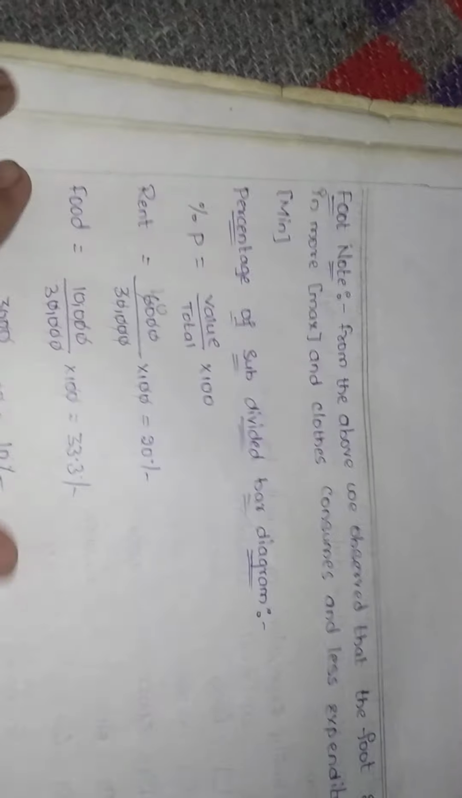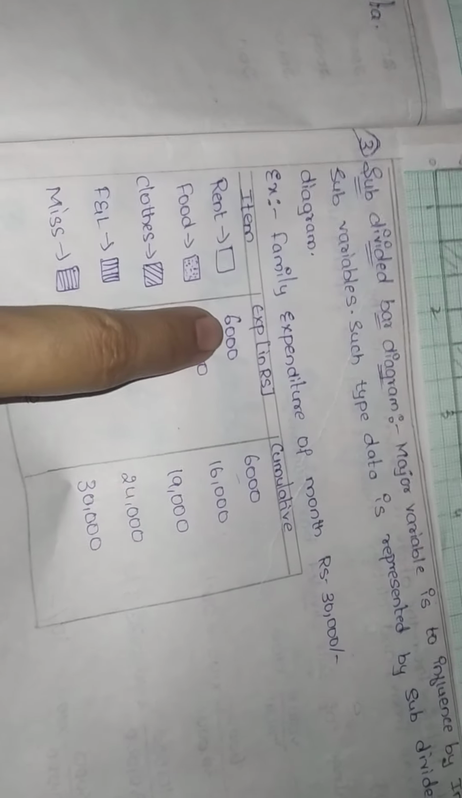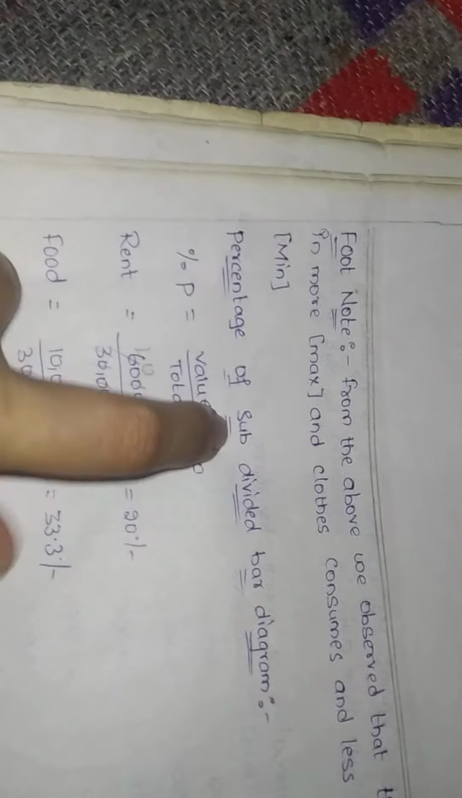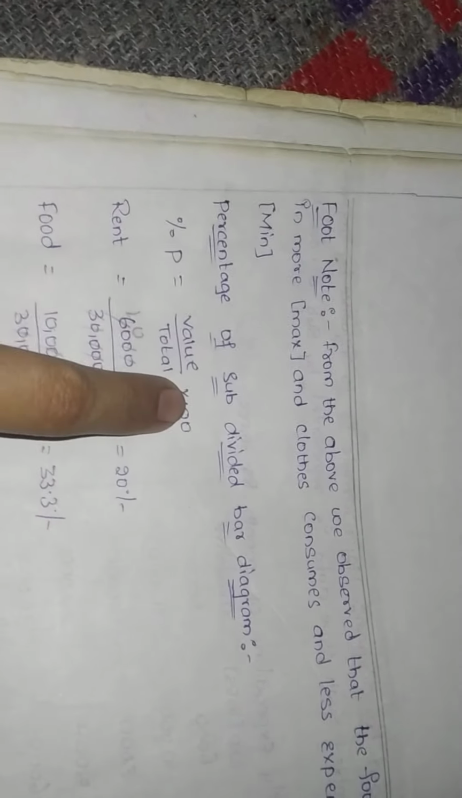Then the next topic I need to show is the percentage of subdivided bar diagram. What they are doing is taking this value and this value, and dividing each value by the total. The formula for the percentage of subdivided bar diagram is P = value / total × 100. Value is 6,000, divided by the total, into 100, is this one.